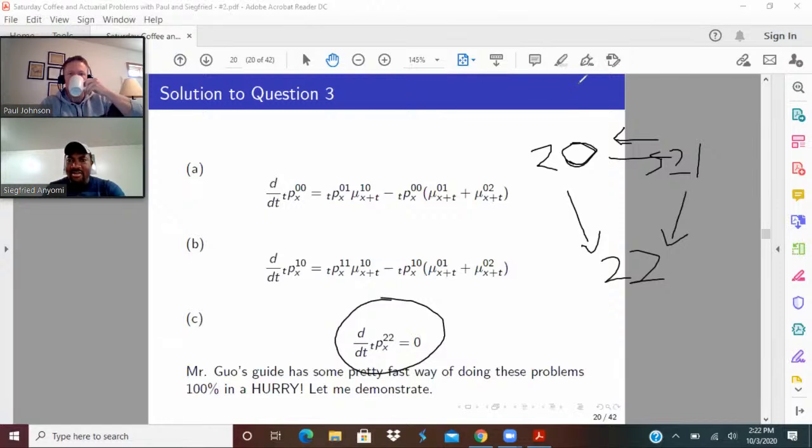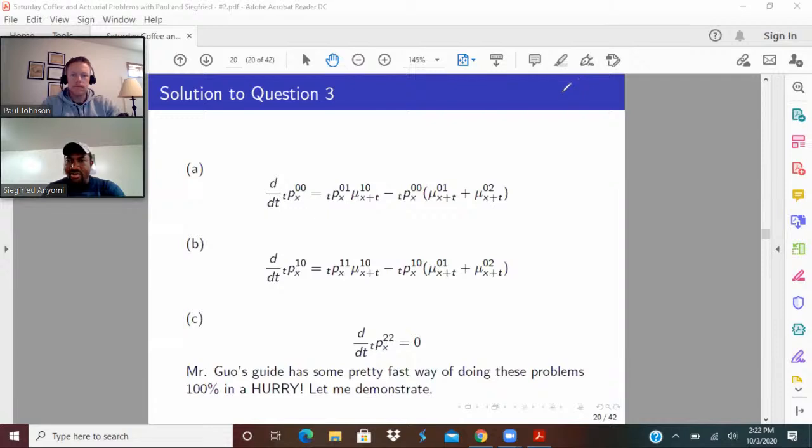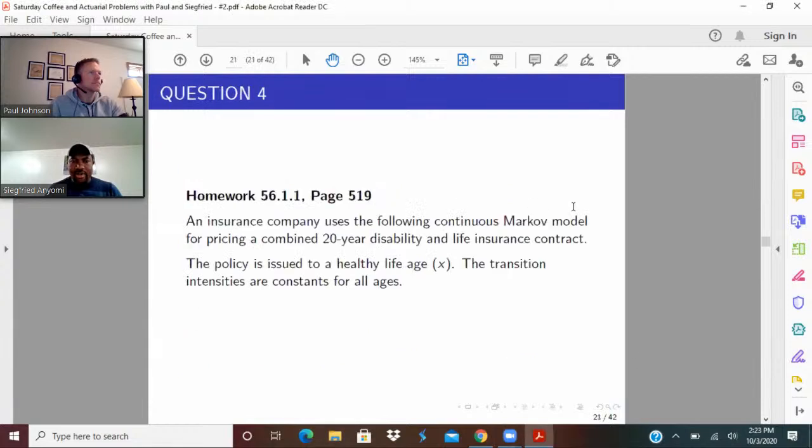Okay, so I can wipe all these guys and then we can move on to the next problem, a different flavor of the Kolmogorov. All right. So question number 4. And again, I took this problem from the manual.